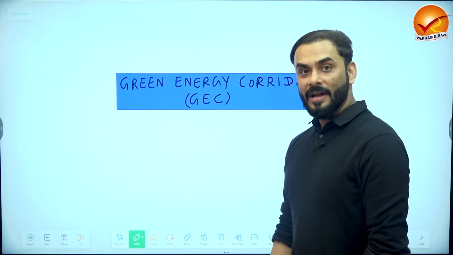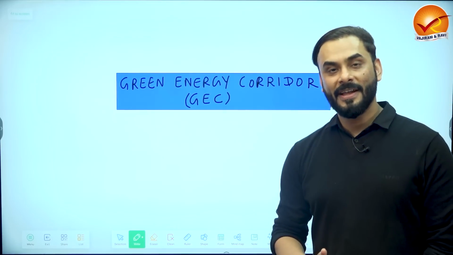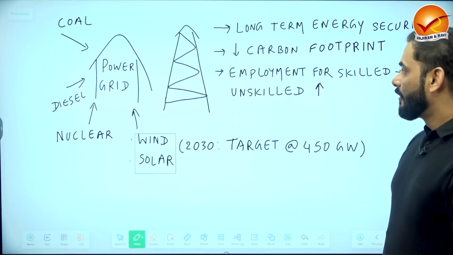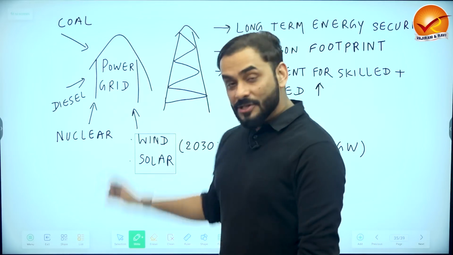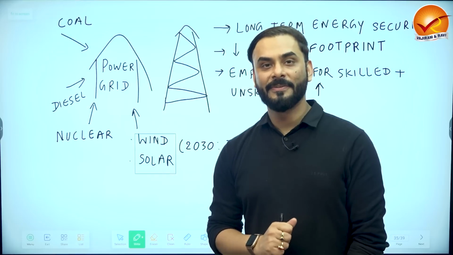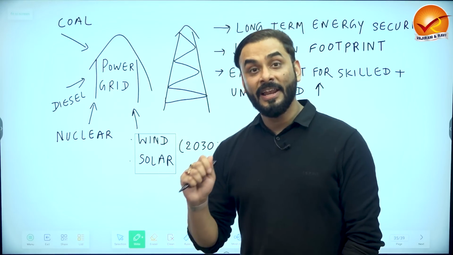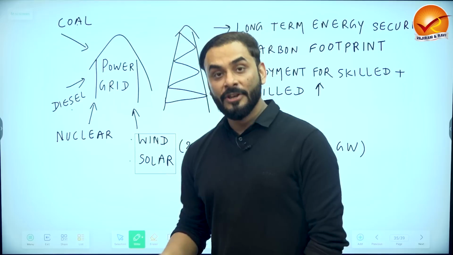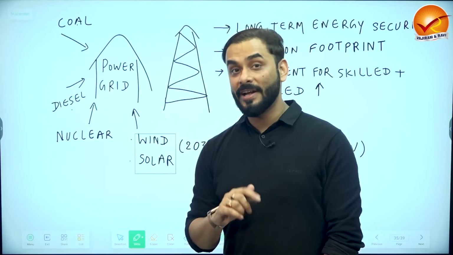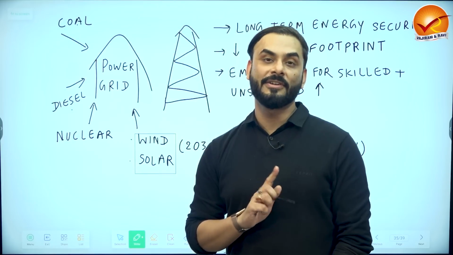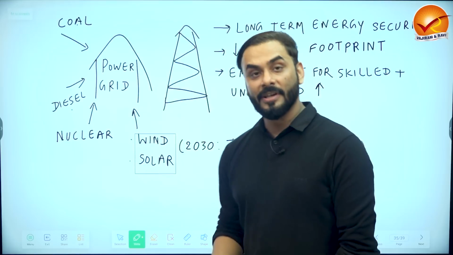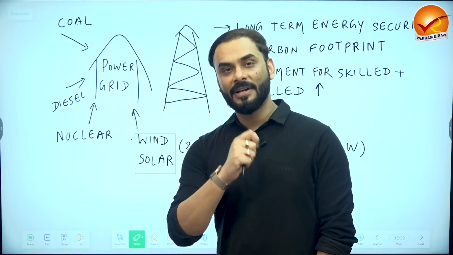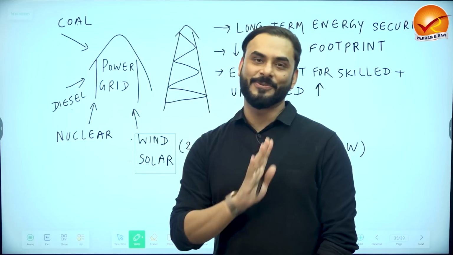Now, let us look at green energy corridor and its importance. Let us look at the concept. You see, this is called a power grid. What is a power grid? I told you that electricity is generated in India using different sources, for example coal, diesel, nuclear energy. And whenever we generate electricity, where do we store it? In the power grid. From all the sources, ultimately the electricity goes to the power grid and there it is stored.